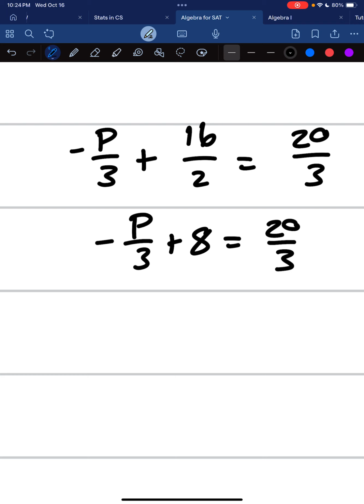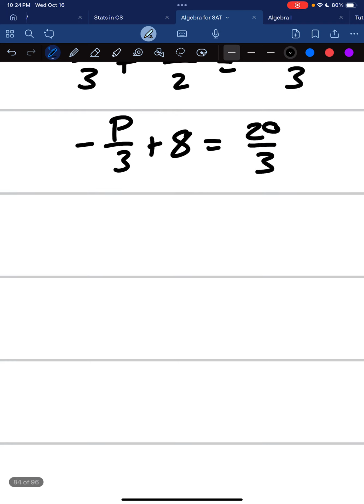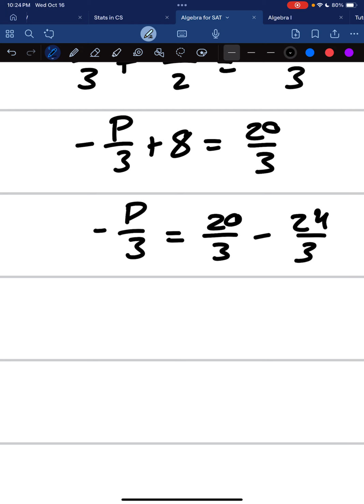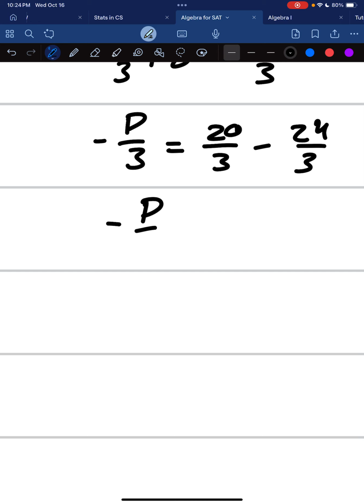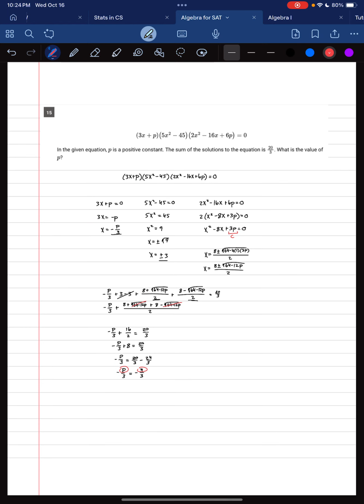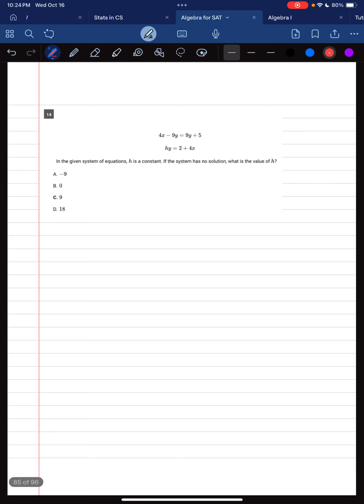to 20 over 3. Now if we subtract 8 from both sides, we get negative p over 3 equals 20 over 3 minus 24 over 3. This is just 8 written as a fraction. So now we have negative p over 3 equals negative 4 over 3, and we can see that p is just going to be 4. So that's our answer. Let's go to the next problem.